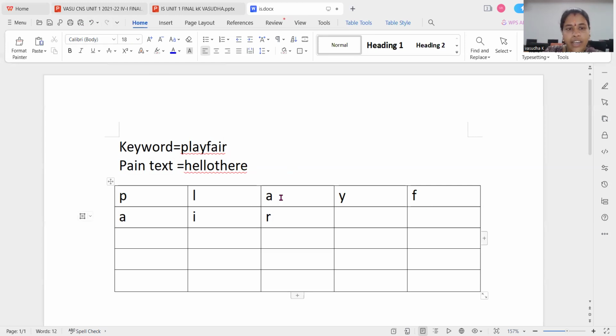So A is already present here, and here it is a redundancy. Playfair means two A's are available. So what I'm doing is removing A here and writing I here and R here. This is Playfair. If I write A twice we have redundancy, which should not be there. So I have removed one A here. Now Playfair is written.